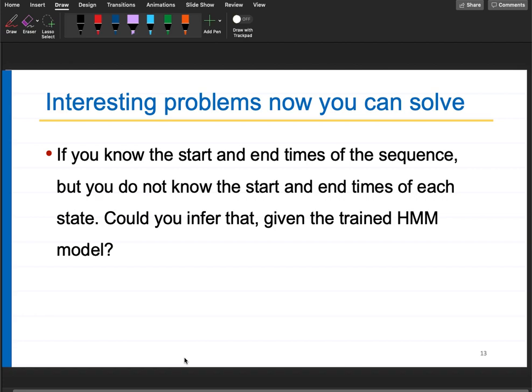Okay, so some interesting problems that you can solve now. If you know the start and end times of the sequence, but you do not know the start and end times of each state, could you infer that given the trained HMM model? This is what we just now discussed. You know the start and end time of a sequence, meaning, okay, I'm going to speak Hari, but I do not know what are the exact boundaries of her, ra, and e. Then you can use this Viterbi decoding to exactly find the boundaries for each phoneme.